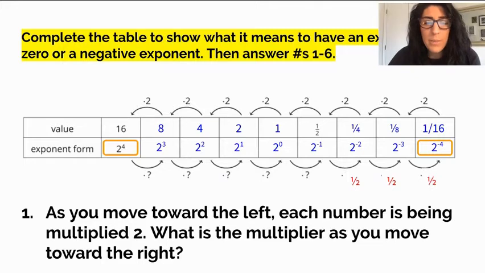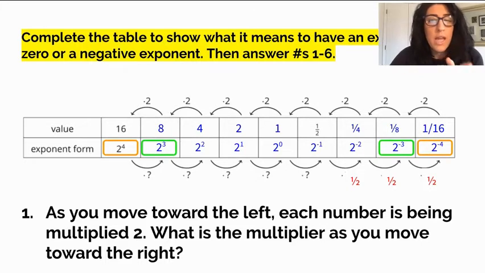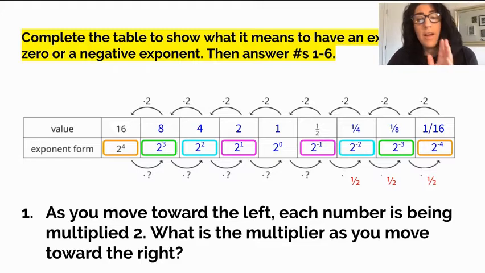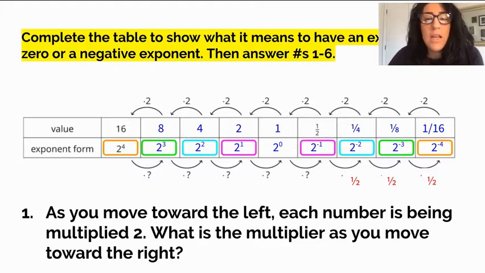Now we're looking at bases that are all 2. So as we continue this pattern, look at 2 to the third and 2 to the negative third. The values are 8 and 1 over 8. Moving forward, your values here are 4 and 1 over 4. And here we have the value of 2 and then a half for 2 to the negative first. And then that power of 0 is still giving us that value of 1.